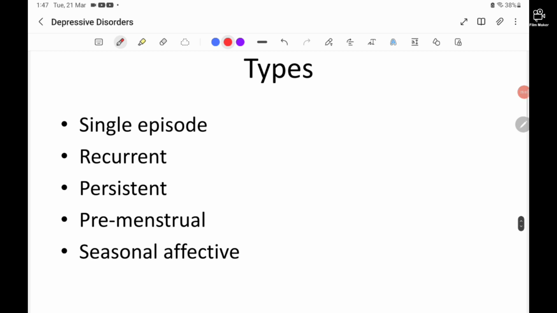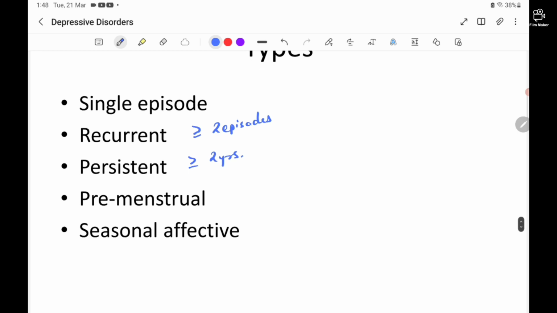Now let us discuss the types of depression. In types of depression, there can be single episode depression, there can be recurrent depression. Recurrent depression is when there are two or more episodes. And there can be persistent depression, that is lasting greater than or equal to 2 years. Depression is persistent for 2 years. Now these first three are complementary, like it's in a process.